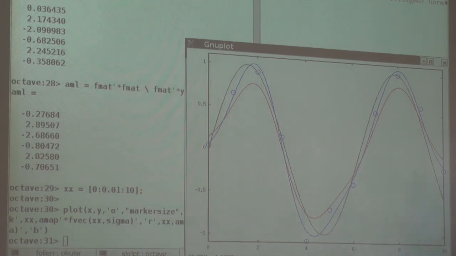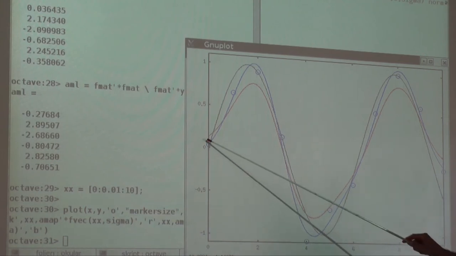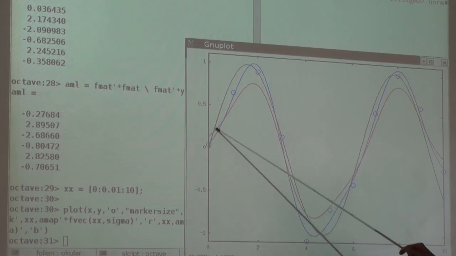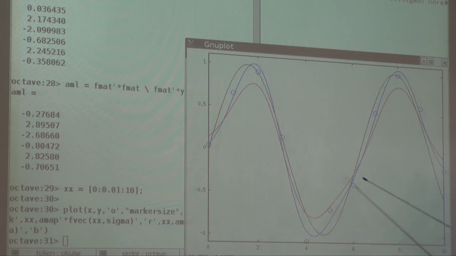So that's what we get. This is our original sine function, the black curve. And we have our data points. And we get the maximum likelihood solution, which is the blue one. And then we get the result with regularization. And here we would say, okay, the blue solution is perfect. And it's much better actually than using the regularization term.